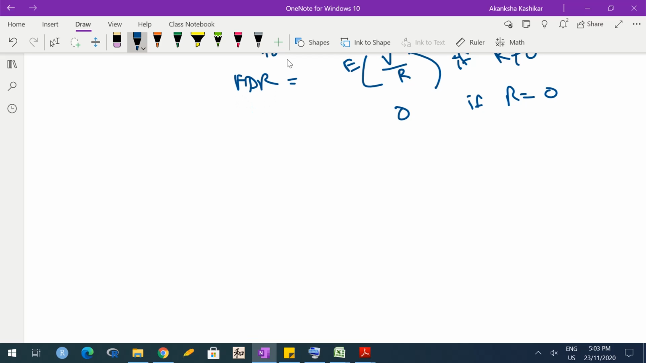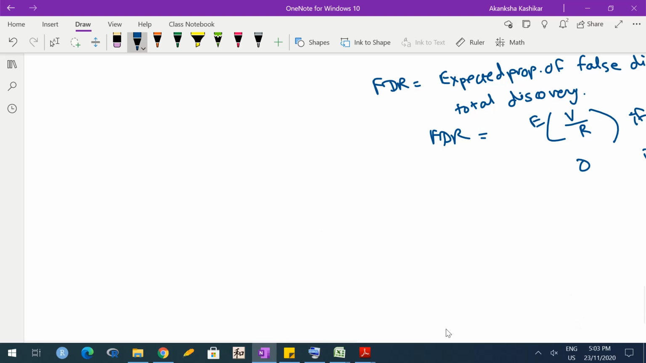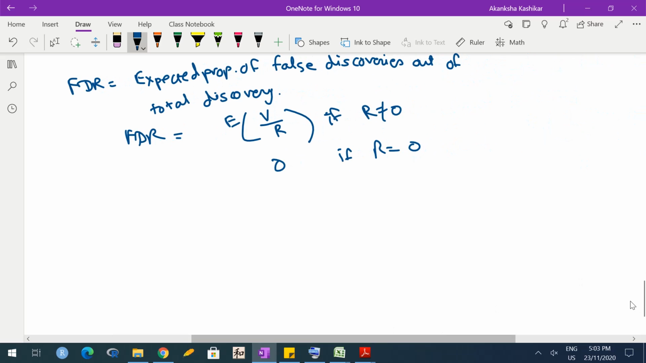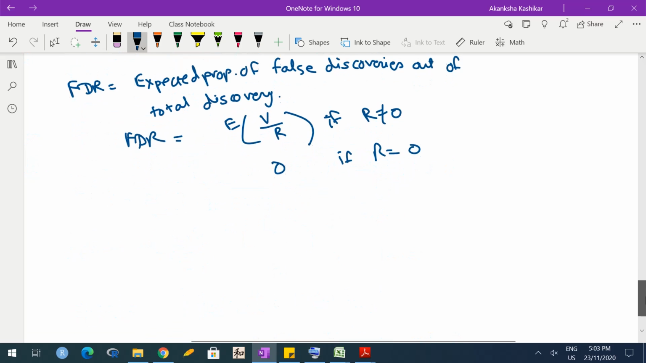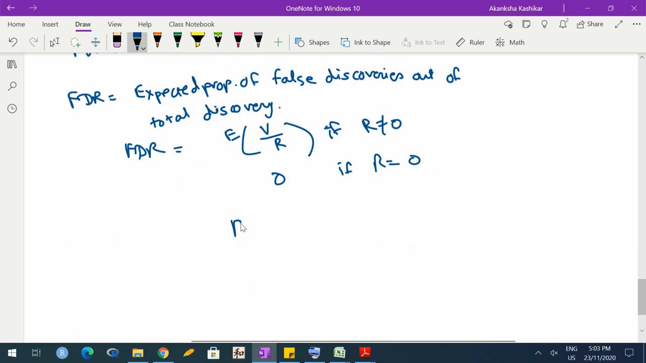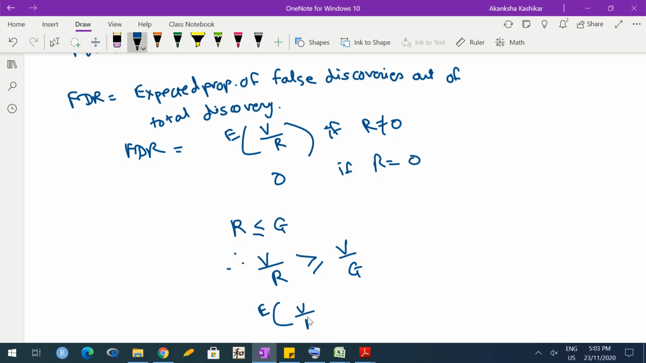Is it okay? Now from the three definitions, it is clear that PCER is expected V by G. R is the number of rejections out of G, so R is always going to be less than or equal to G. Therefore, V by R is always greater than or equal to V by G, and hence expected V by R would always be greater than or equal to expected V by G.